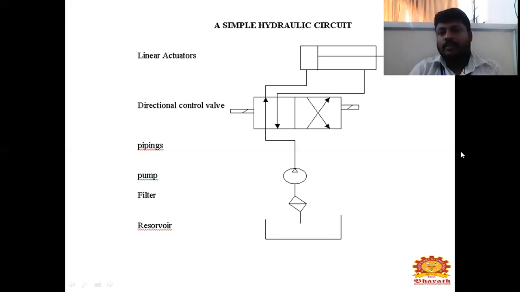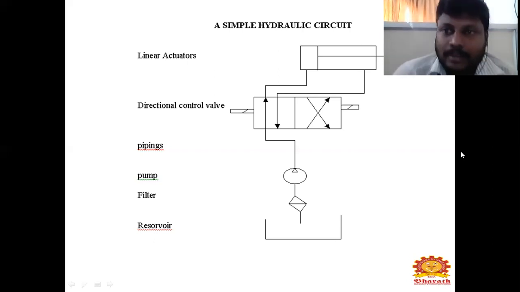Filters you will be using to filter the fluid entering the circuit. Because your storage tank will be having some dust particles, to control that, we will be using a filter. And next one is your reservoir or tank. It is mainly called a reservoir where you will be restoring the oil after work is done, and after you filter it, you will get the oil again for reuse.